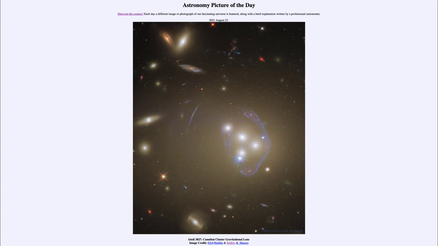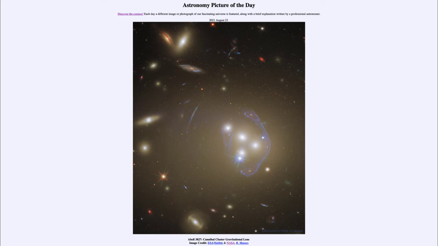One of the things that I like to do in each of my introductory astronomy classes is to begin the class with the astronomy picture of the day from the NASA website, that is apod.nasa.gov/apod. And today's picture for August the 23rd of 2021 is titled Abell 3827 Cannibal Cluster Gravitational Lens. So what do we see here?